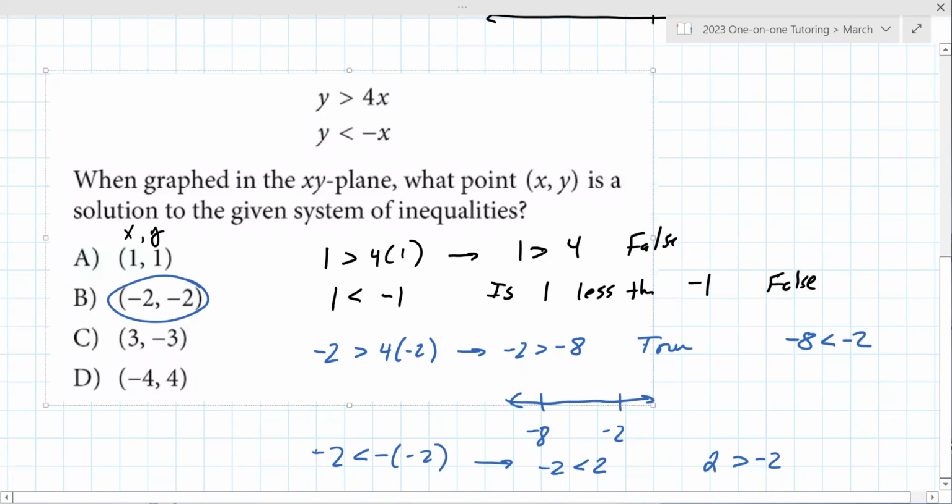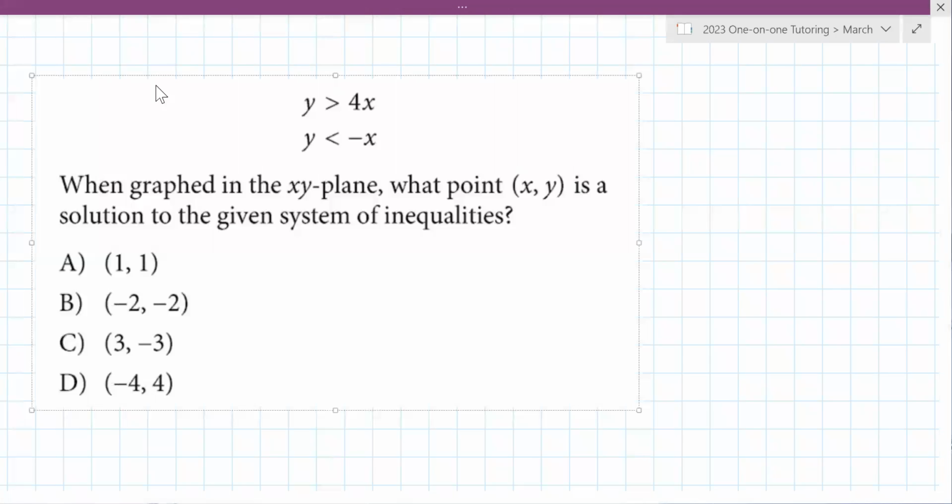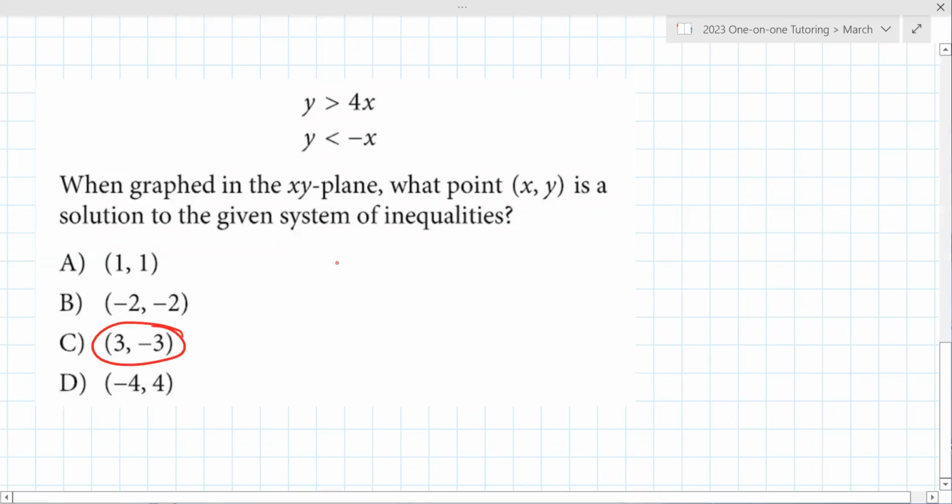We'll do it now for this third point. Is -3 greater than 4 times 3? Okay, so is -3 greater than 12? Is 12 less than -3? That's the other way to look at it. No. So this is false.